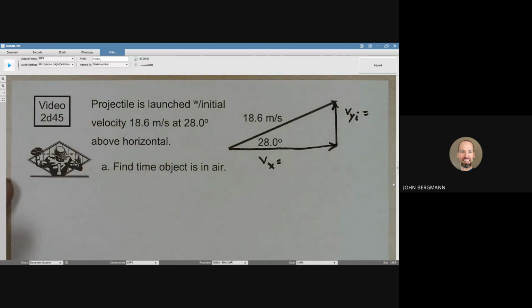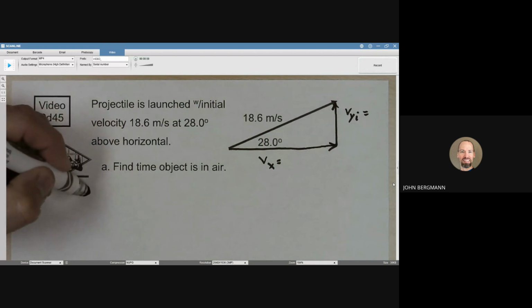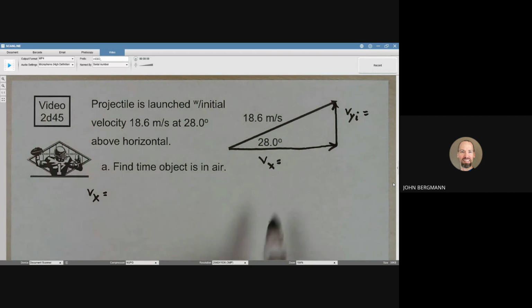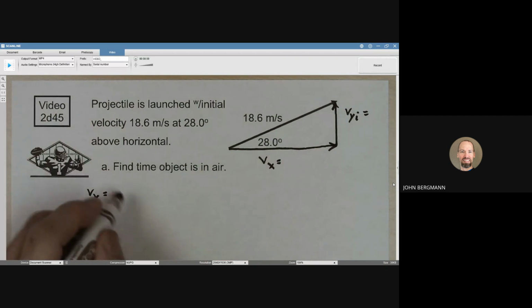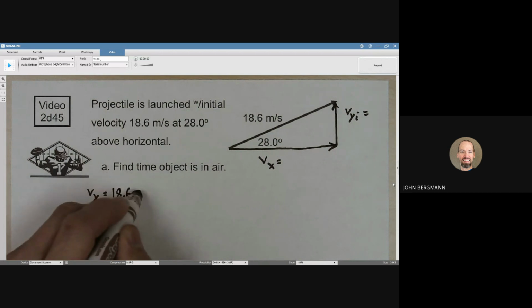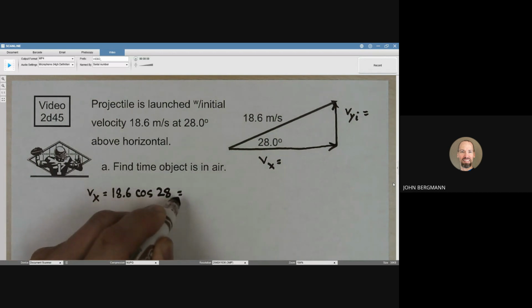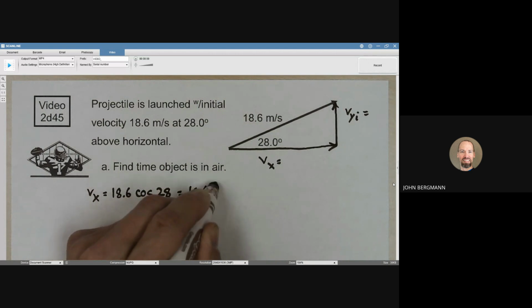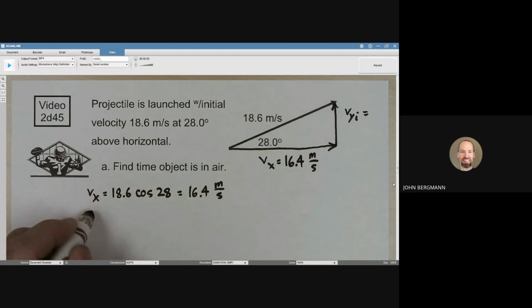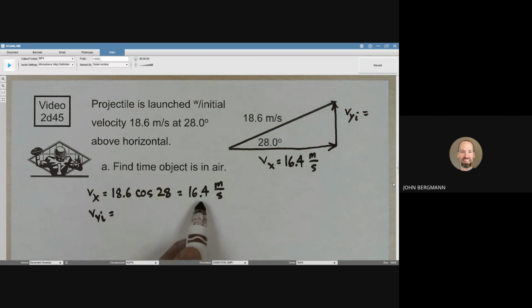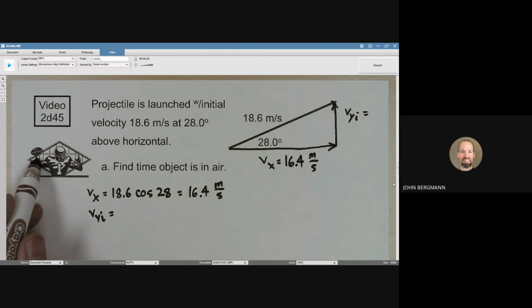So let's do that. We're going to take Vx as being, look at our triangle, the hypotenuse times the cosine of 28. And that comes out to be 16.4 meters per second. Let's do the same thing with Vy initial. Again, we label this initial, and we don't label Vx because Vx is constant. That 16.4 meters per second is good for the entire time that this football is in the air.